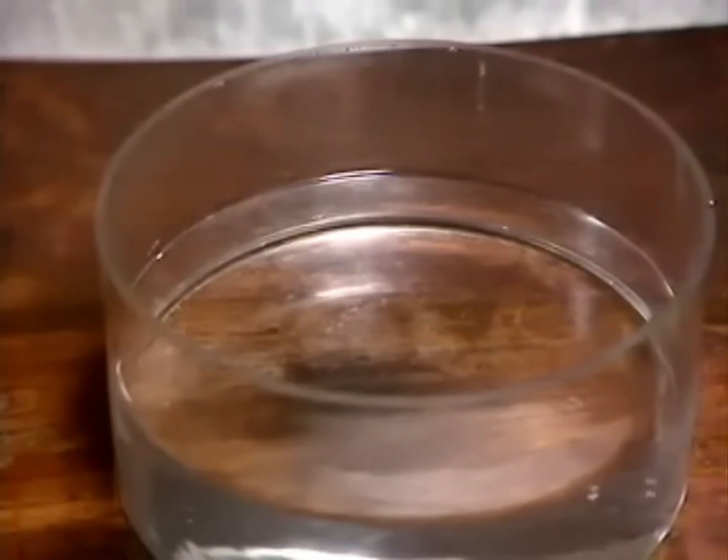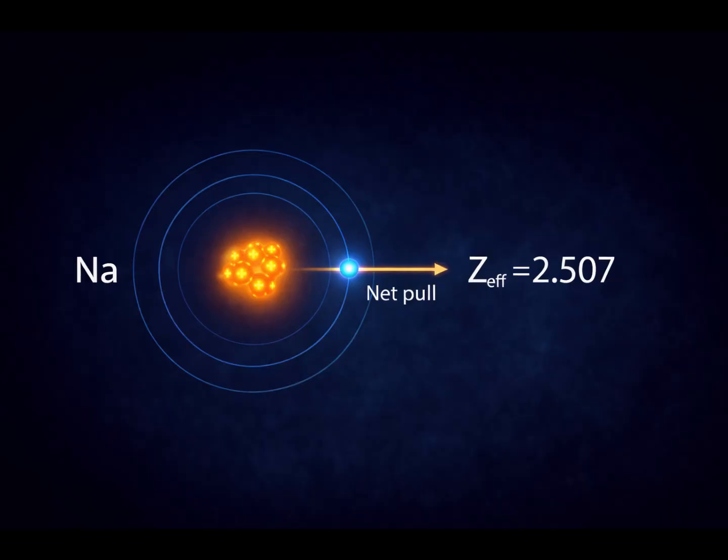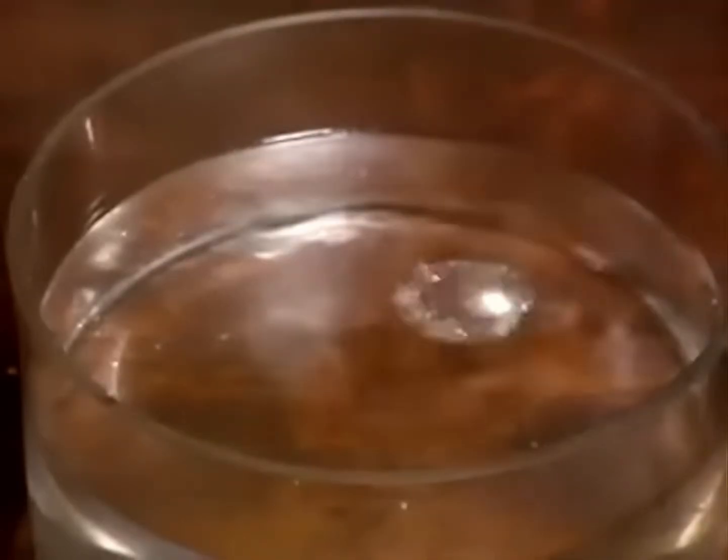Now let's see another reaction of the alkali metals, the reaction with water. We'll start with lithium. The metal floats on the water and reacts with it, giving off hydrogen gas. Now for sodium. The same sort of thing happens, although the reaction is a bit more vigorous. All the alkali metals react with water in the same way.